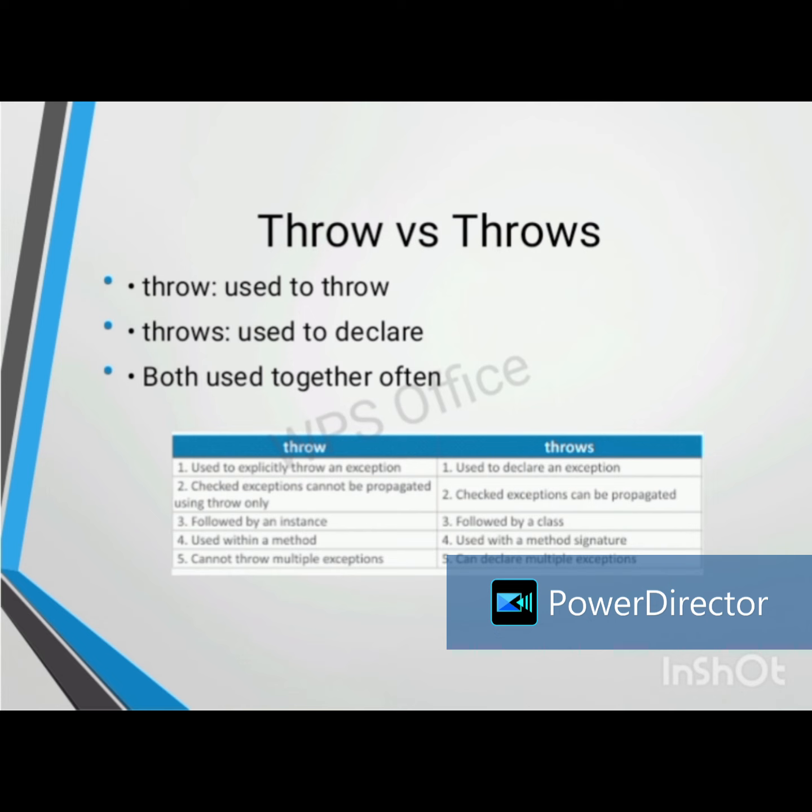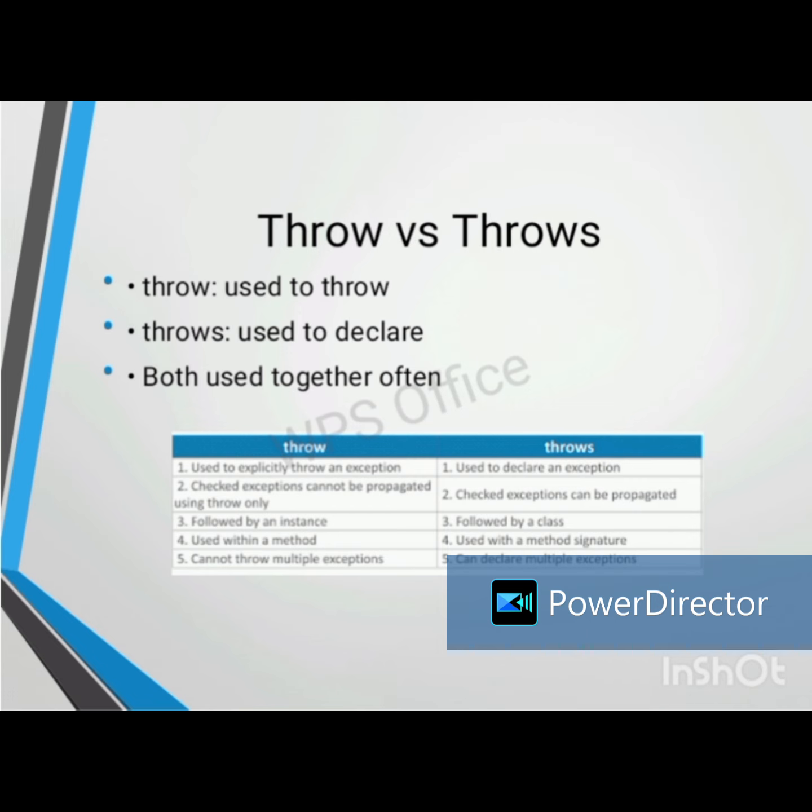Throws is used in the method signature to declare that a method may throw one or more exceptions. It alerts the method's caller to be prepared to handle or propagate those exceptions. Key differences. Feature: throw, throws.